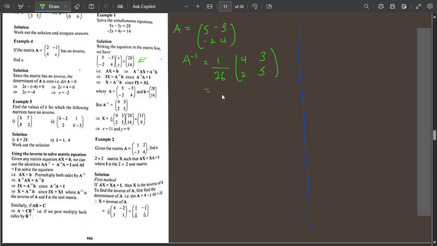If you expand, that's not the inverse we got. That's 20, 20 minus 6. Right. Our determinant is wrong. If you do the determinant here, it will be 20 minus this times this, which is 6. So minus 6, that's 1 over 14, right? So that's how it is.